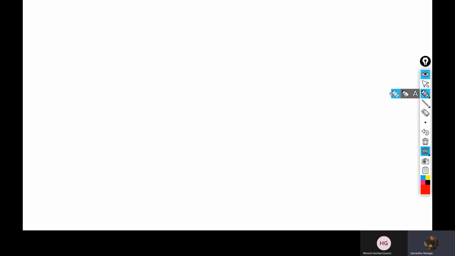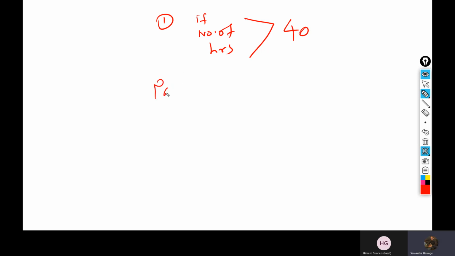The question: the program you did earlier, what did I add to it? I added: if number of hours greater than 40, payment would be at the rate of 1.5. This is the only thing I have added.